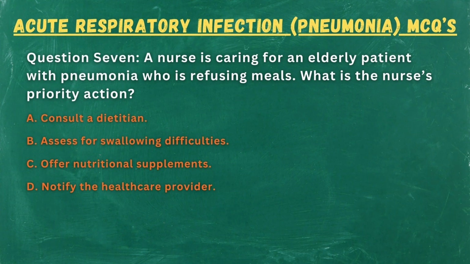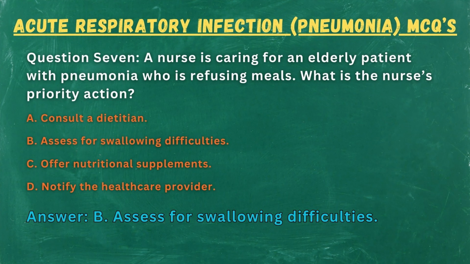Question 7. A nurse is caring for an elderly patient with pneumonia who is refusing meals. What is the nurse's priority action? A. Consult a dietitian. B. Assess for swallowing difficulties. C. Offer nutritional supplements. D. Notify the healthcare provider. Answer. B. Assess for swallowing difficulties.